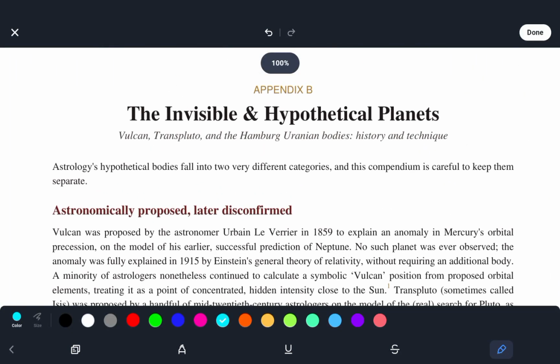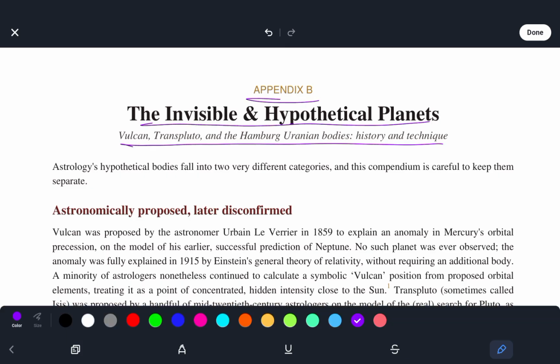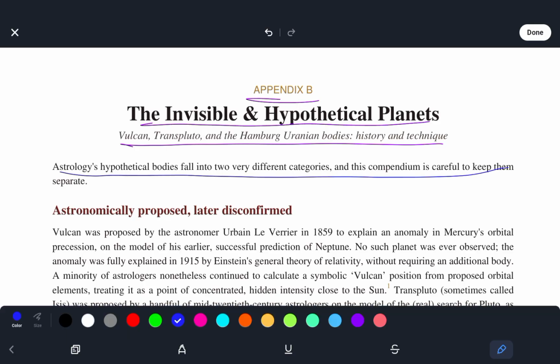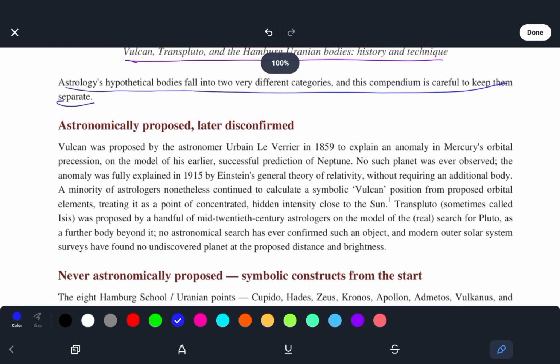Alright, now let's look at Appendix B, which is the invisible and hypothetical planets: Vulcan, Trans-Pluto, Hamburg, Uranian bodies, history, and technique. Astrology's hypothetical bodies fall into very different categories, and this compendium is careful to keep them separate. So we see astronomically proposed, later disconfirmed.